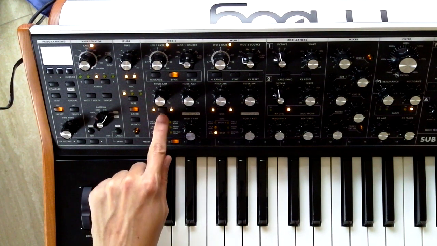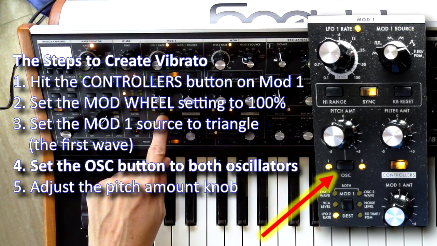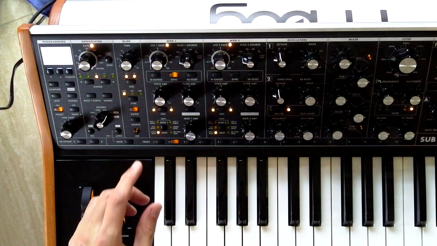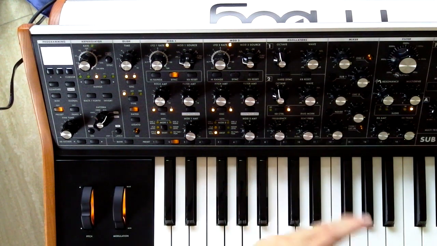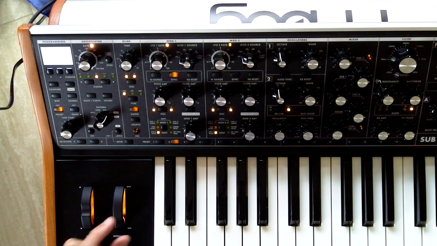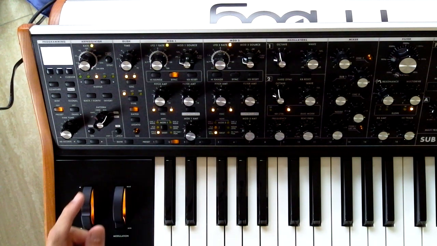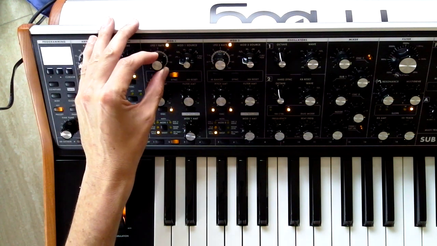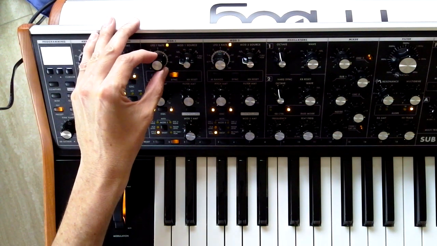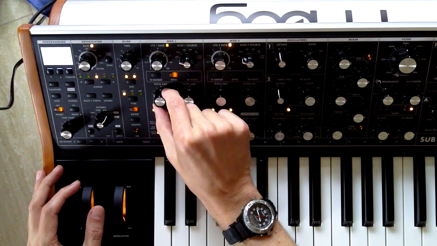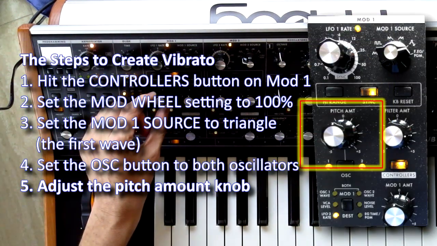make sure that the oscillator button under pitch amount is set to both oscillators. Naturally, with vibrato, you want both oscillators to sound. Assuming you have both oscillators on, right now I only have one oscillator on. Then you can adjust the pitch amount and the LFO rate. The LFO rate, low frequency oscillator rate, is good somewhere just past the 12 setting. And then add pitch amount, maybe about 1 o'clock. That's pretty good.